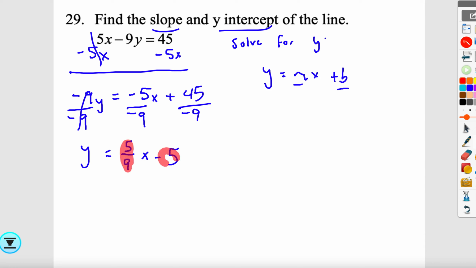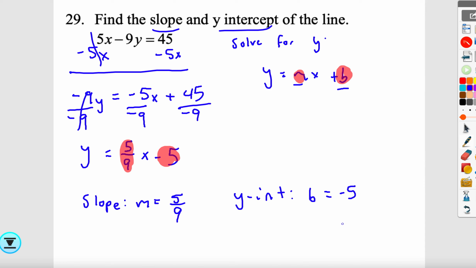And we're done. These 2 points are the m and the b. So the slope is m equals 5 over 9. And then the y-intercept is b equals negative 5, or 0, negative 5. And we're done. Let's keep going.